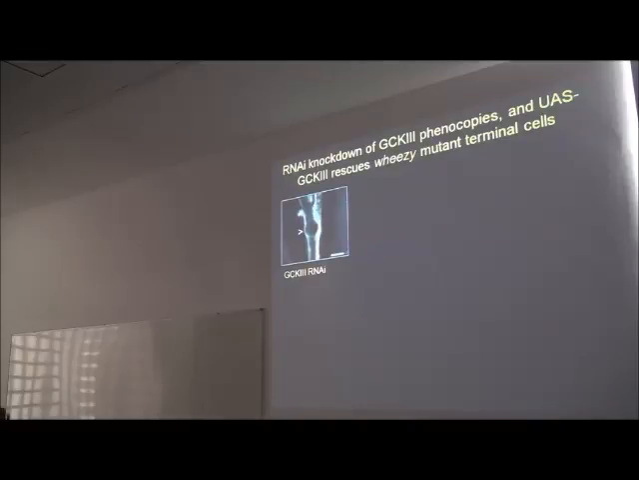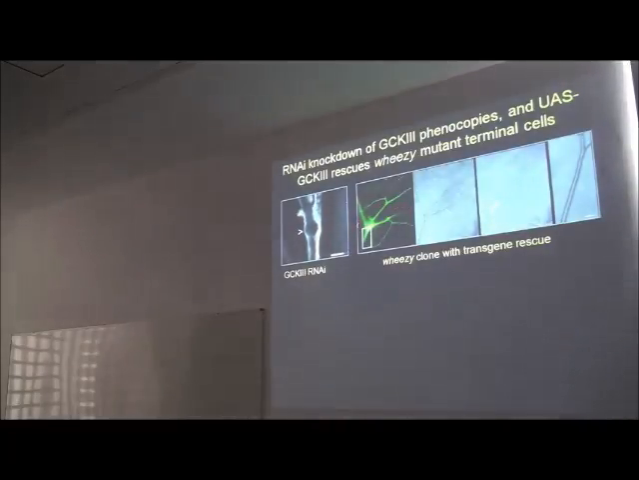So since we had a single allele, we wanted to be careful and make sure we really identified the right gene, especially since we were doing mosaic analysis and we're looking at cells that are homozygous for an entire chromosome arm. So we can phenocopy with RNAi. We can rescue with a wild-type cDNA transgene.